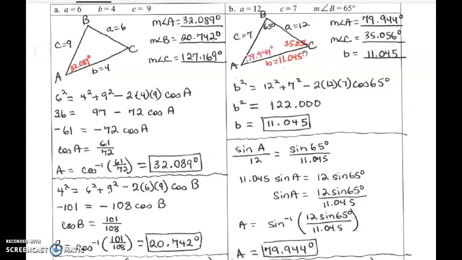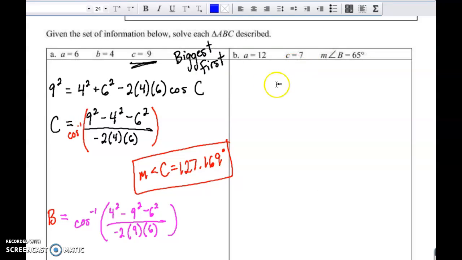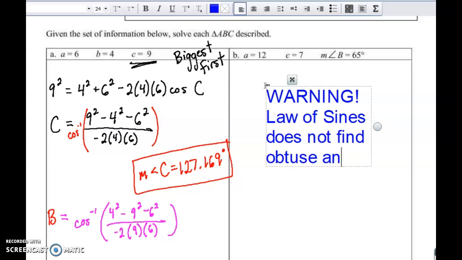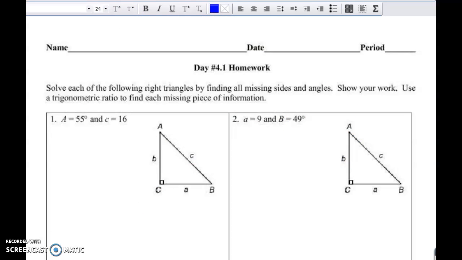You can even pause and try it on your own. Make sure you can get the right answer. But let me give you a warning. Warnings need to be large. Law of sines does not find obtuse angles. The law of cosines will. That's why I said to do the biggest first for the law of cosines. Because if you do the smallest first, and then you try to do the law of sines later, you might get the wrong answer. So that is a big warning. Start with the biggest with the law of cosines. And you should be ready for the homework.